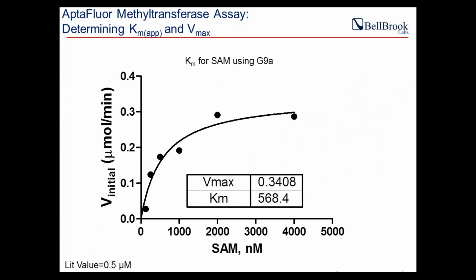So can this assay be used to determine enzymology like KM and Vmax? Absolutely, you can do that. We have done that with G9A, with PRMT4 and PRMT1. I'm just showing one as an example here, where we determined the KM for SAM using G9A enzyme. The KM was about 500 nanomolar or 0.5 micromolar, which is what the reported literature values are. So enzymology can easily be done using these assays.